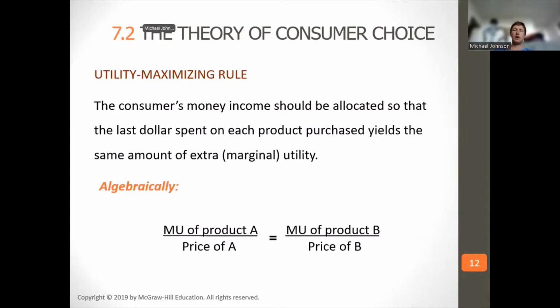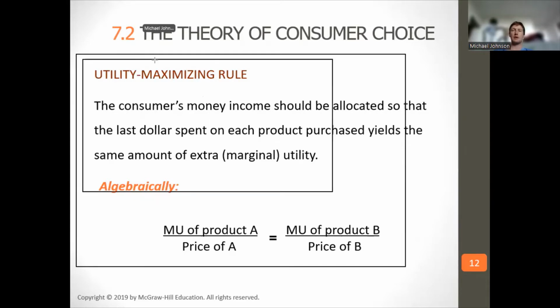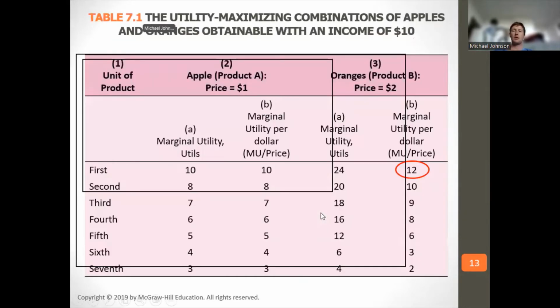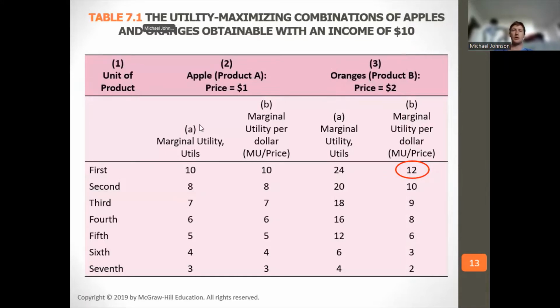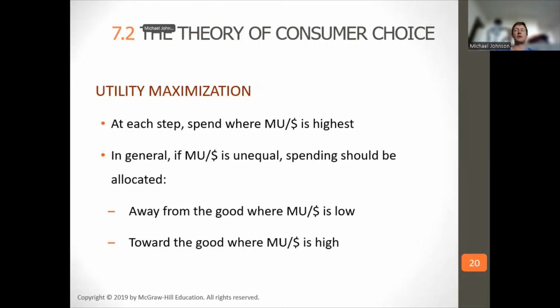So utility maximization. Don't worry, it won't be this complicated when we do the practice. It's maximized when the marginal utility of product A divided by the price of A equals the marginal utility of product B divided by the price of B. So we'll use this chart here. For utility maximization at each step, spend where marginal utility divided by price is highest. In general, if marginal utility divided by price is unequal, spending should be allocated away from the good where MU divided by dollars is low towards the good where MU divided by dollars is high.